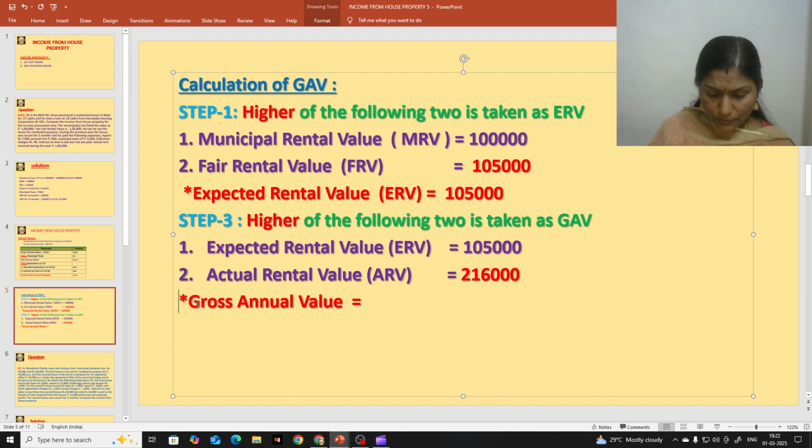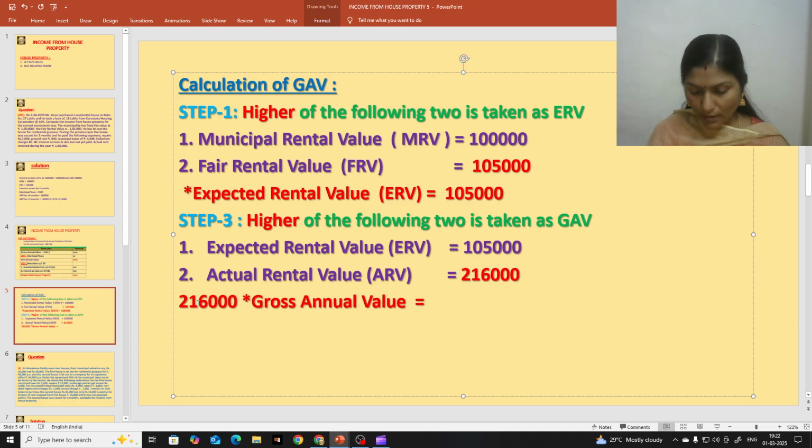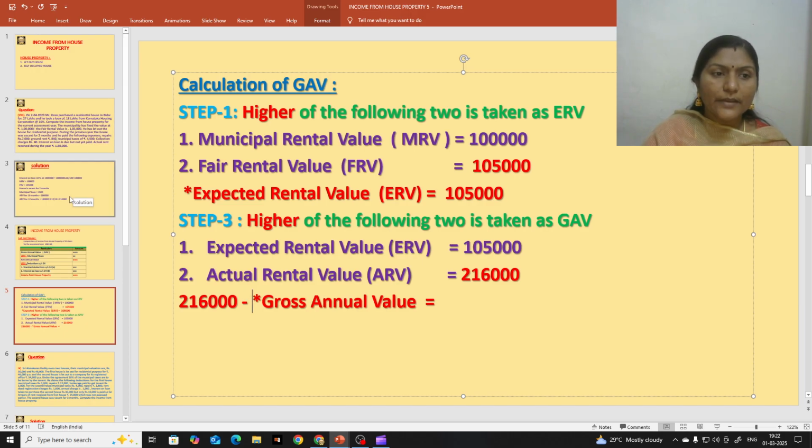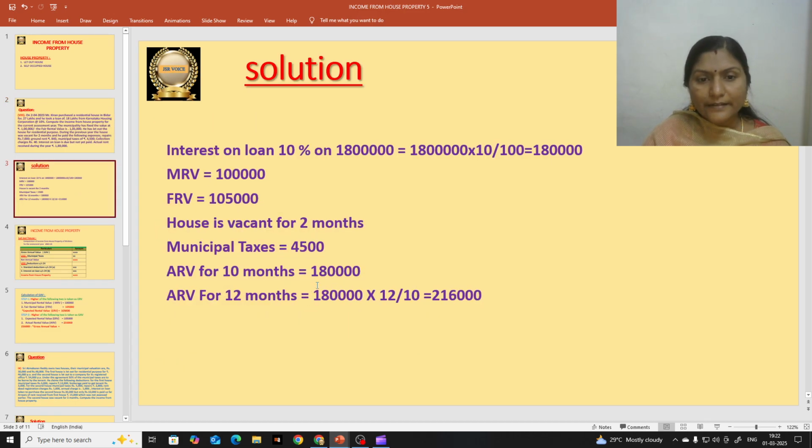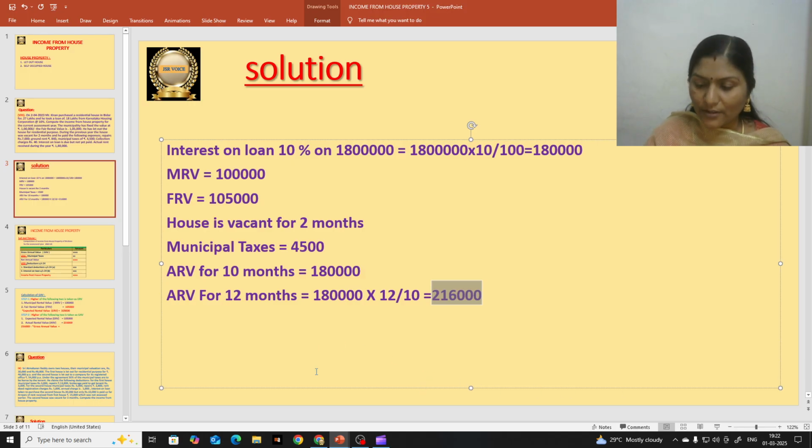After selecting that, you deduct vacancy period rent. How many months is the house vacant? House is vacant for how many months, students? It is for 2 months. So you see 10 months ARV is 1,80,000. 12 months ARV is 2,16,000. So what is 2 months ARV? You can deduct. I will write here if you want. You can calculate that here.